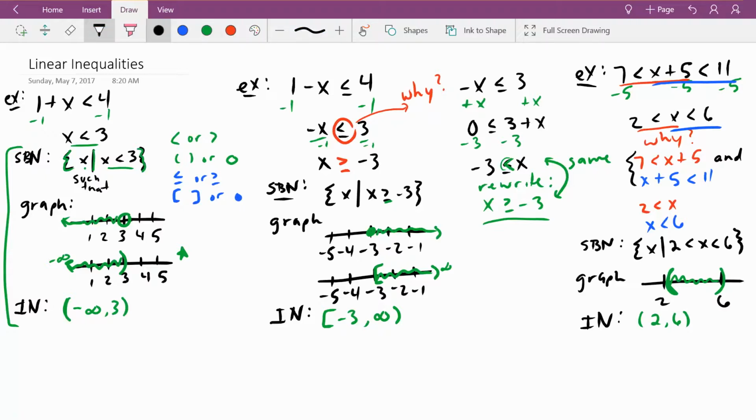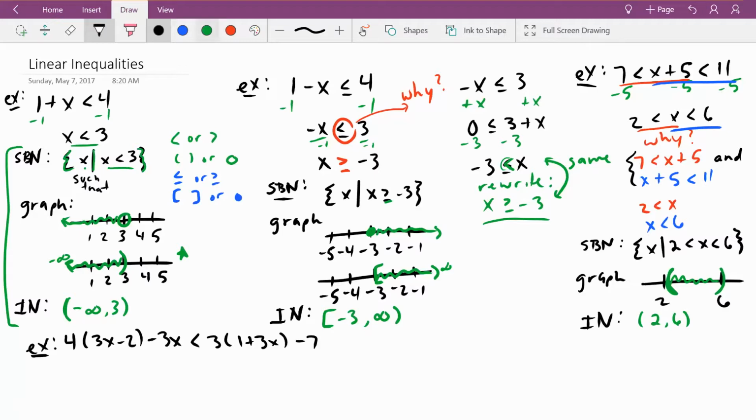Couple quick, weird examples. Sometimes we could get no solution or we could get an infinite amount of solutions. Like anything could possibly work. So how about we have something like this: 3x minus 2 minus 3x less than, let's say, 1 plus 3x minus 7.